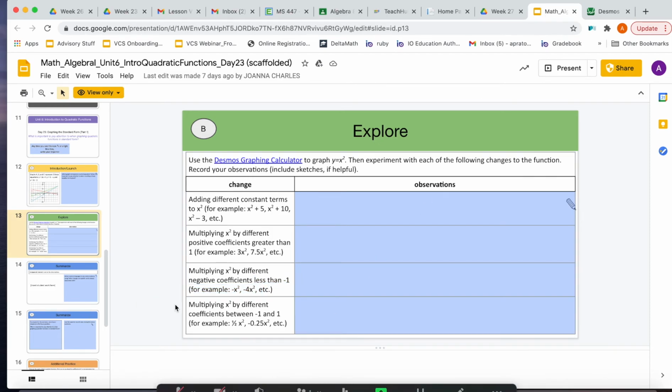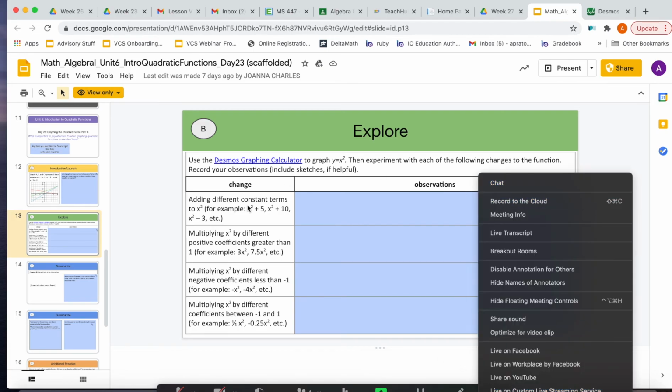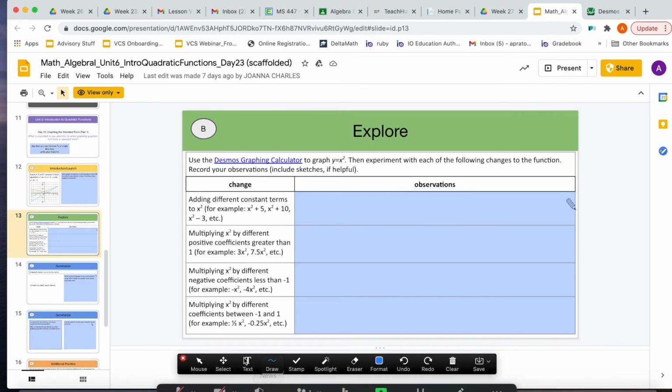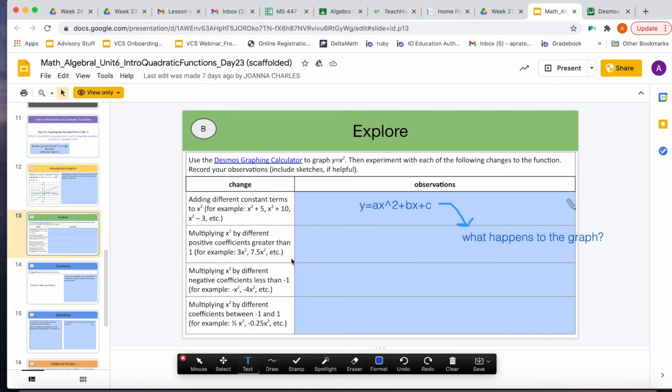Okay, and so the main goal of today, or your job today, is to identify what happens with y equals ax squared plus bx plus c, right? We didn't talk about the bx. There's one thing to notice about what happens when we change the constant. Okay, what happens to the graph here? And then there's multiple things we should have noticed about what happens when we change that coefficient. We want to know what happens when it's negative versus positive.